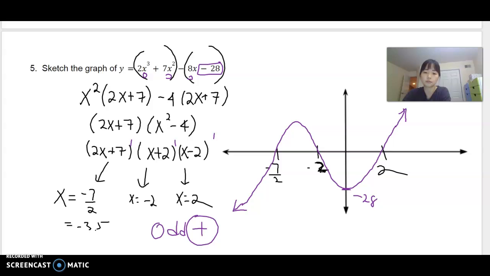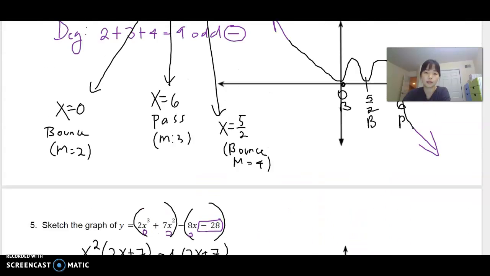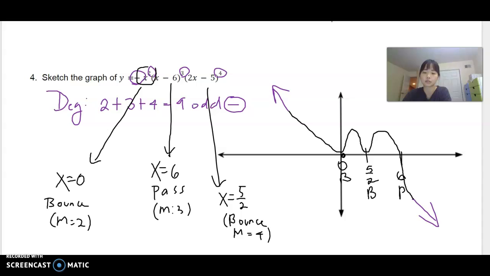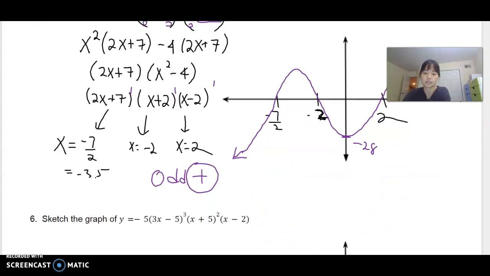Now, just in case you're wondering about the y-intercept from number 4, I didn't have to do it because it actually did pass through the origin. So that's like the y-intercept too.